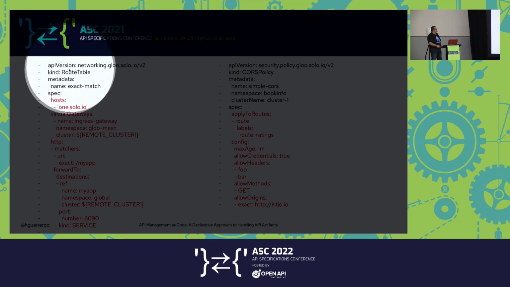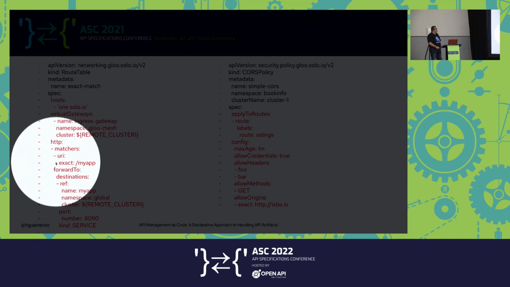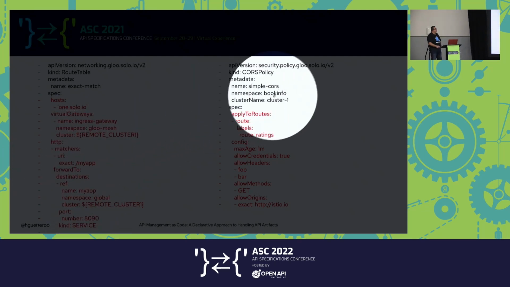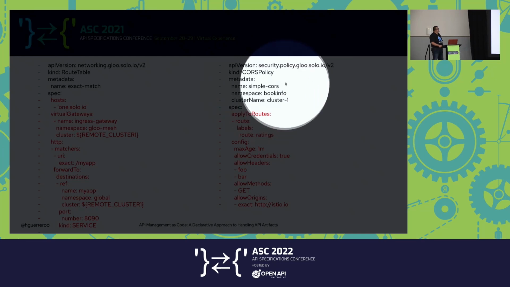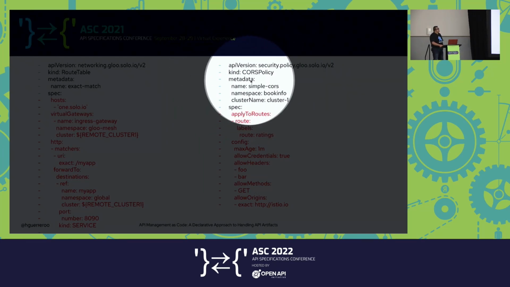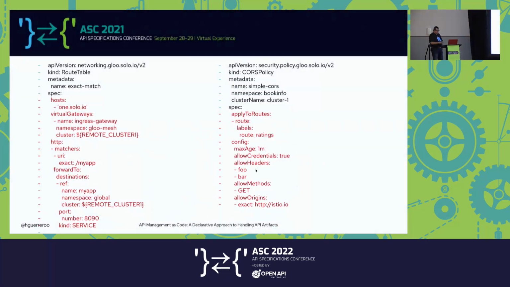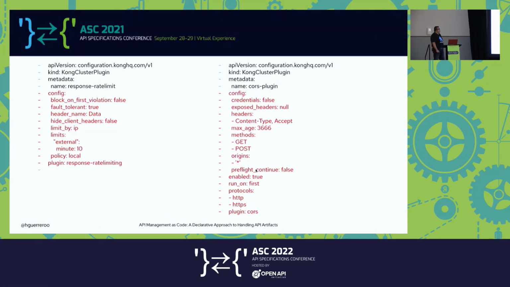We have a custom resource called route table, and then they have some metadata and the specification where we're defining what host we're going to be using, virtual gateways, matchers, etc. A different policy, for example, is a way to handle different elements of your API ecosystem in different artifacts. In this case, this is clearly a policy, and we are also seeing the configuration of the policy.